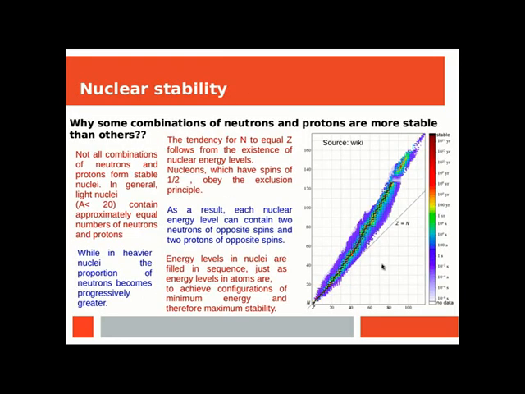Now coming to the stability, we see that there are nuclei which are quite stable while others are not. For example, radioactive materials, their nuclei are unstable and disintegrate on their own into smaller stable nuclei. So why are some nuclei stable while others are not? This depends upon their constituents, the number of nucleons they have, and the number of nucleons of each type they have.